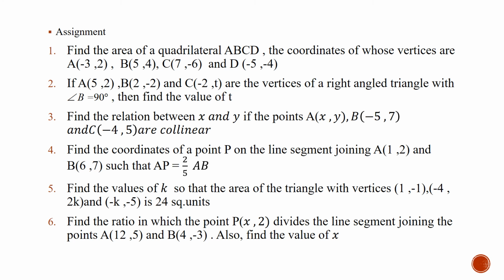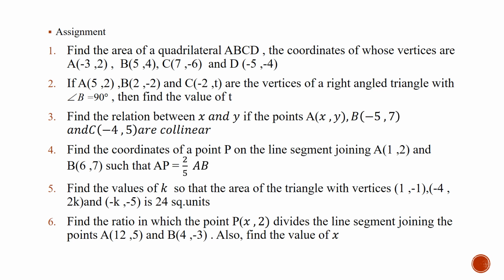Question number 2, you are given A(5, 2), B(2, -2) and C(-2, t) as the vertices of a right angle triangle with angle B equal to 90 degrees. Find the value of t. Here you can apply the Pythagoras property and apply the distance formula. AB square plus BC square is equal to AC square.